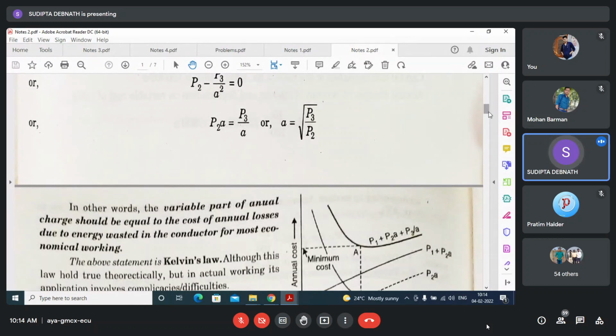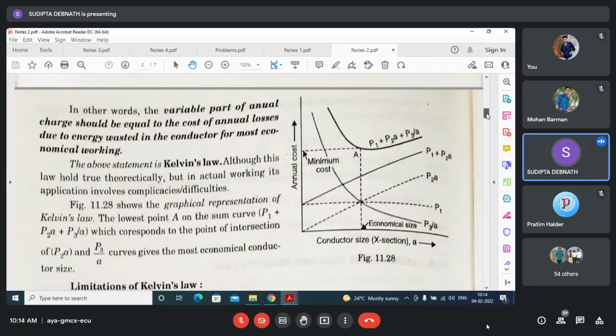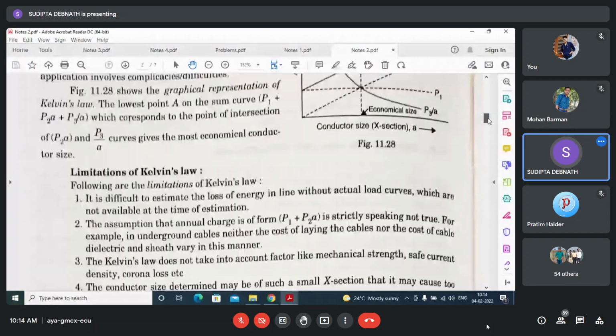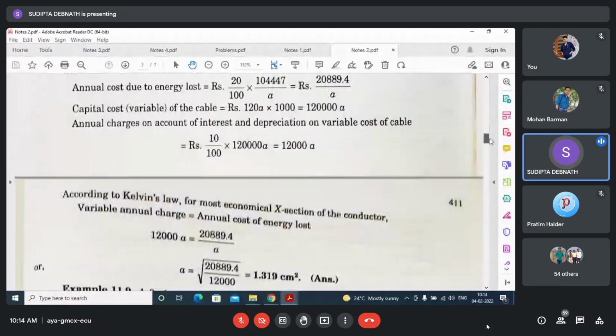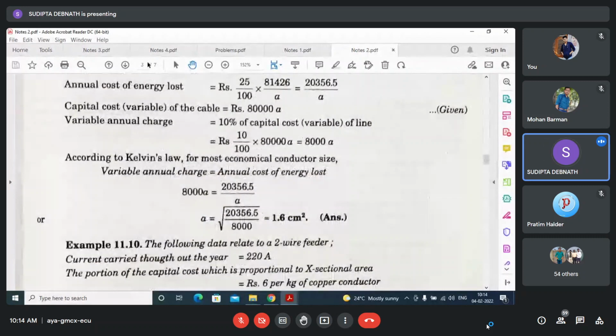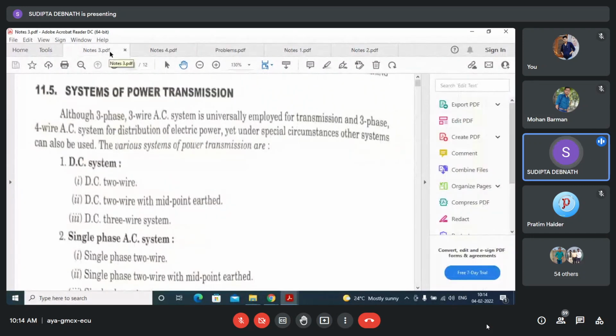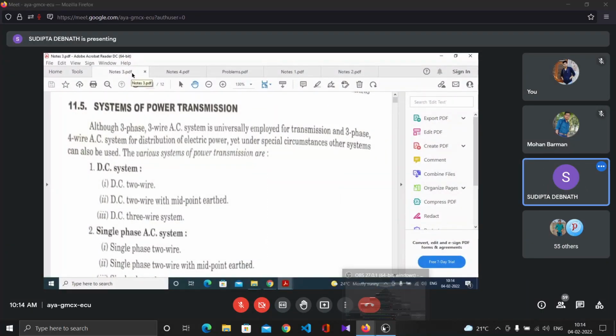And the derivations we have seen, the graphical representation we have seen, we have discussed the limitations also of this Kelvin's law and some problems we have solved. Now today we will go through different systems of power transmission.